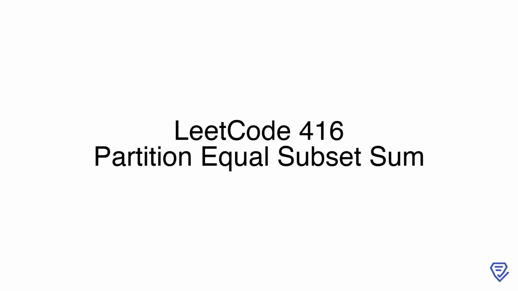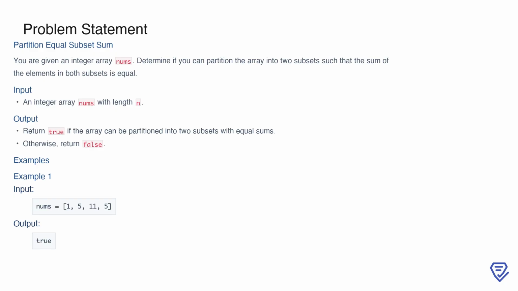Let's dive in. In this problem, you are given an array of integers, nums, and your task is to determine whether it is possible to partition the array into two subsets such that the sum of the elements in both subsets is equal. Essentially, we want to split the array in a way that both parts have the same total sum. The input will be an array nums of length n, and the output is a Boolean value, true if this partition is possible, and false otherwise.